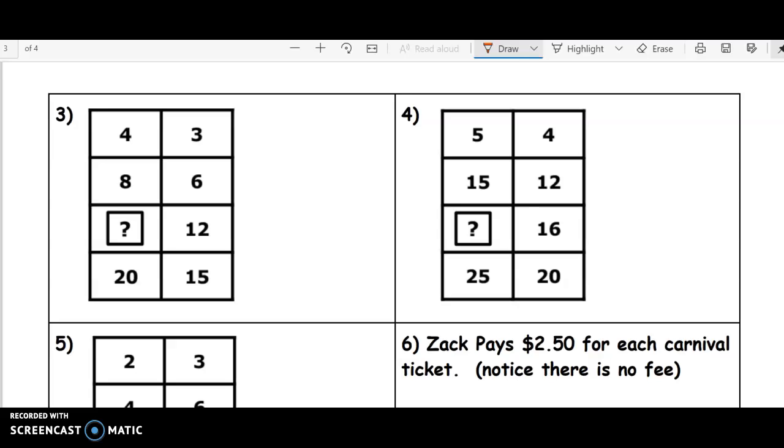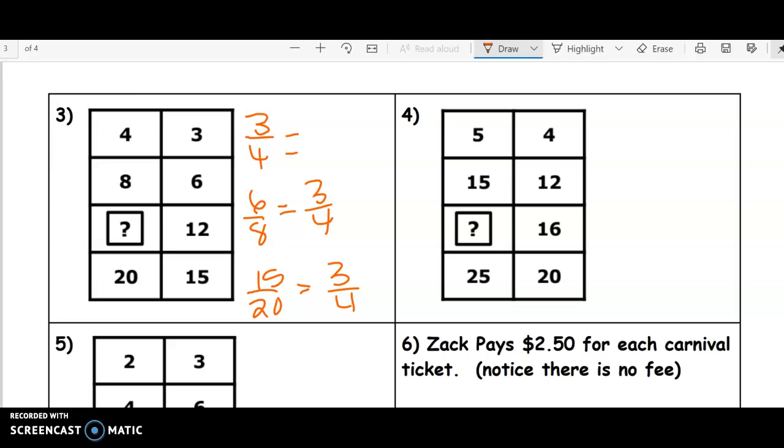This is a follow and a continuation of 5-1 proportions. We're going to still try to find missing values. So 3 over 4 equals, that's simplified. 6 over 8 simplifies to 3/4. 15 over 20, there's some 5s in there, and that is 3/4. So y equals 3/4 x.